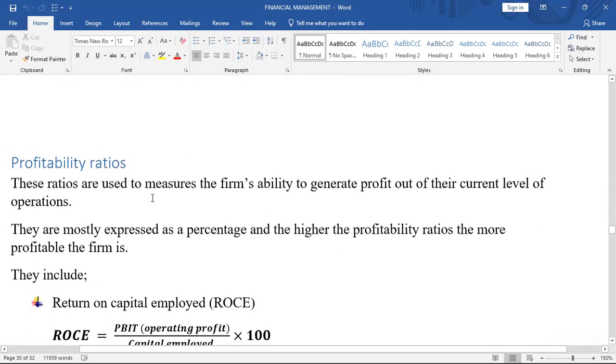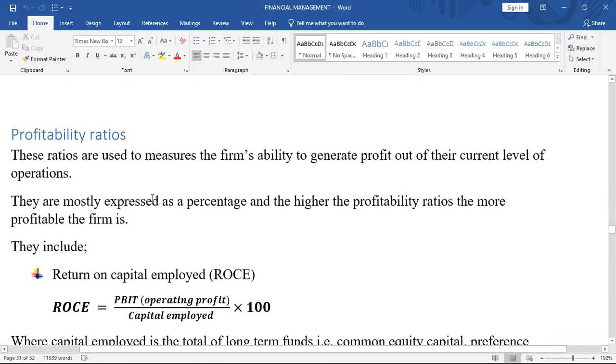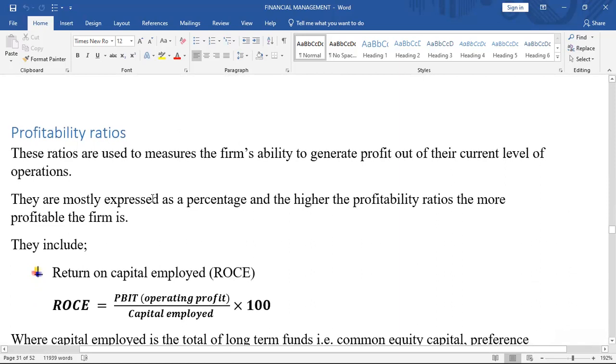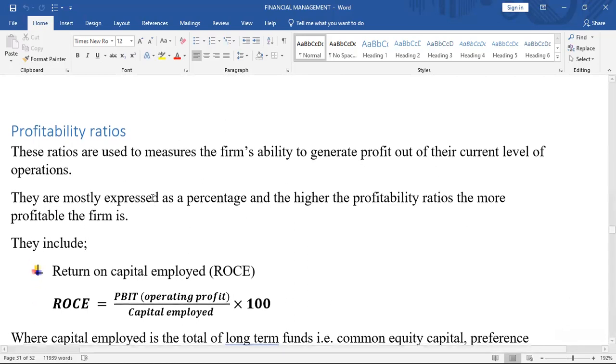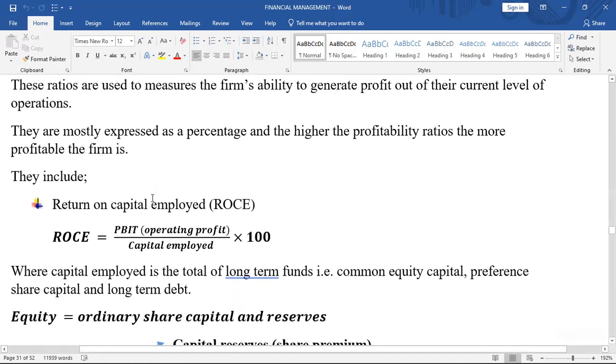The second type of ratio we have is the profitability ratios. These ratios are used to measure the firm's ability to generate profit out of its current level of operations. Most importantly, they are mostly expressed as a percentage, and the higher the profitability ratio, the more profitable the firm is. They normally include, one, the return on capital employed, ROCE.